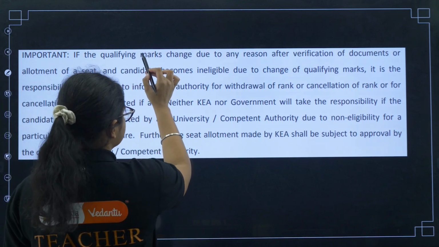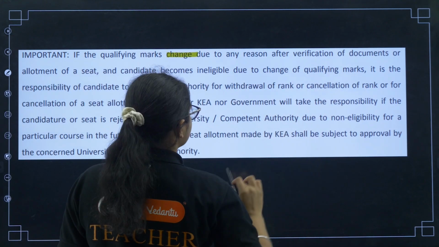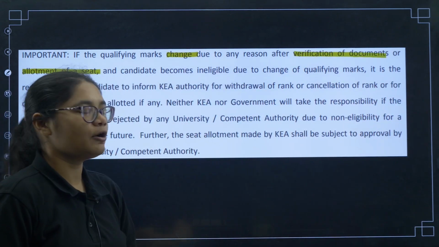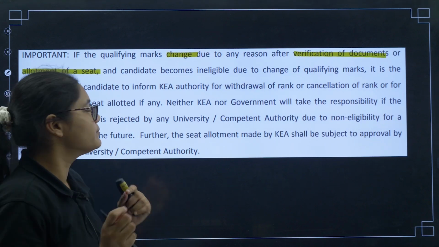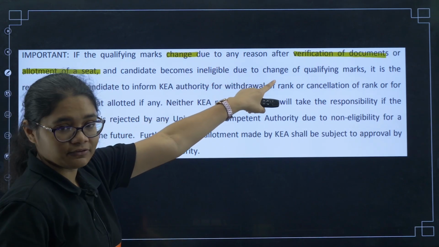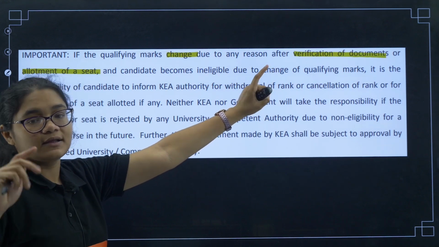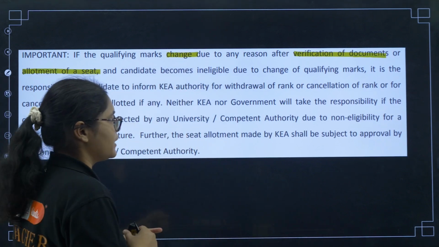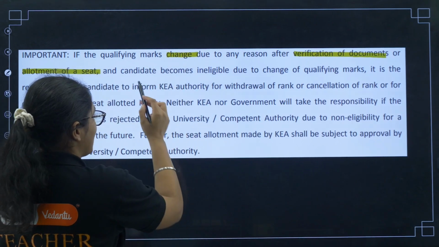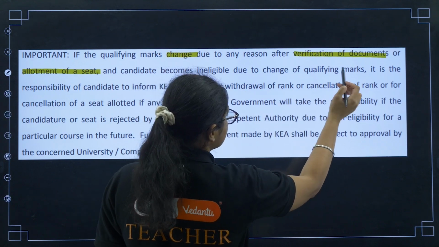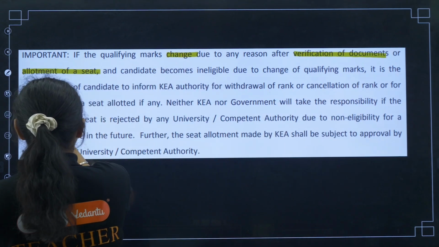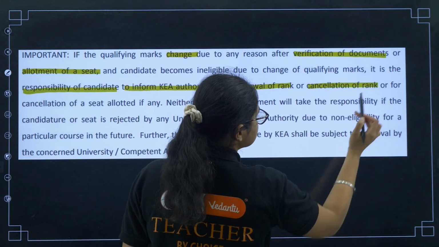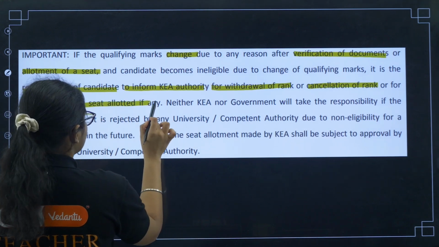If the qualifying marks change, due to any reason after the verification of documents or the allotment of a seat, so you have written some improvement exams or anyhow your marks got changed, or you have applied for re-evaluation. So if your marks get changed after document verification, because document verification will start once your exams are over, and once the counseling process starts, the document verification will also be done at that point of time, right? So if at any time your marks are changed, and candidates become ineligible due to the change of qualifying marks, it is the responsibility of the candidate to inform the KEA authority for withdrawal of the rank or cancellation of the rank, or for the cancellation of the seat allotted, if any.